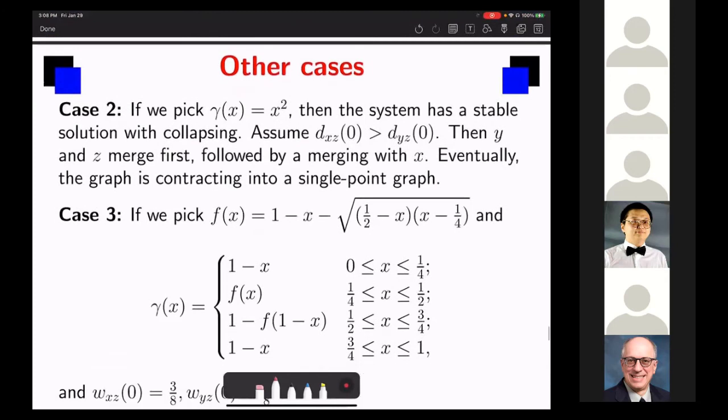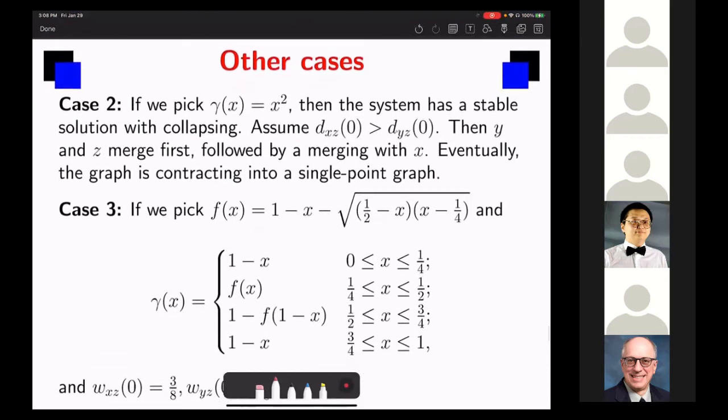And then the second scenario is more complicated. If we choose the square, okay? And then it eventually collapses. The 3 points, eventually X, Z, Y, right? So first it goes to X, Z. Y and Z will just merge, and then you get to 1 point. So the whole graph just collapses into one vertex.